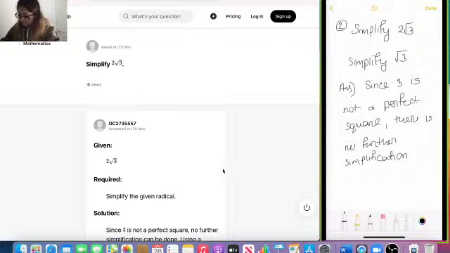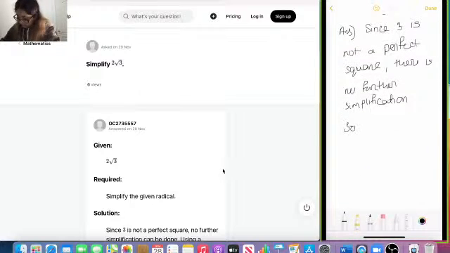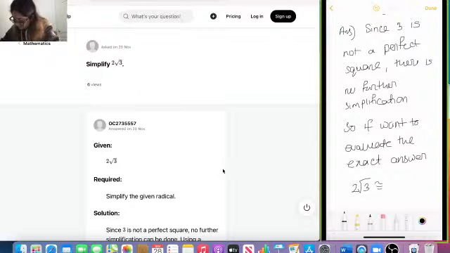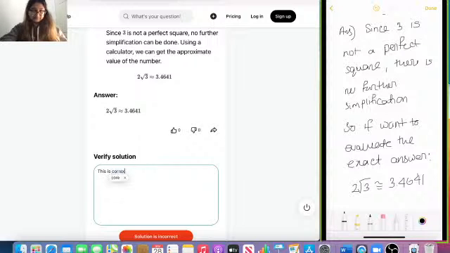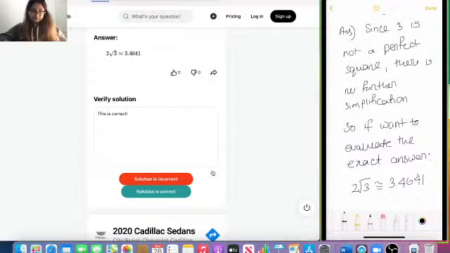So basically, if you want to evaluate the exact answer, you can put this into a calculator and put 2 root 3, and this is approximately equal to 3.4641 in decimals. And so this is what they've got here, and this is correct.